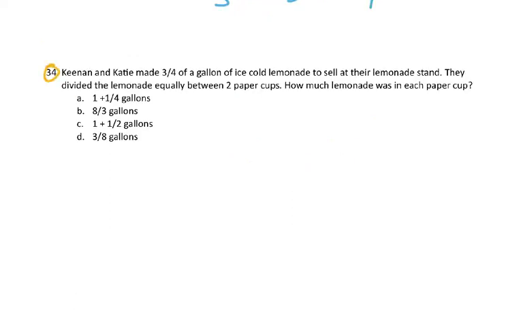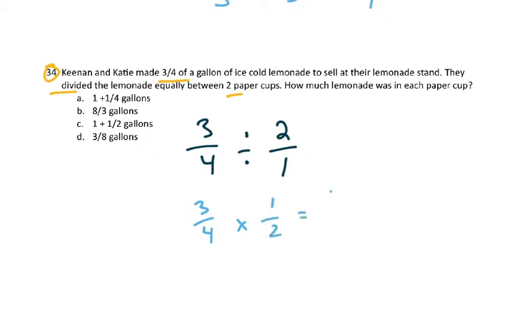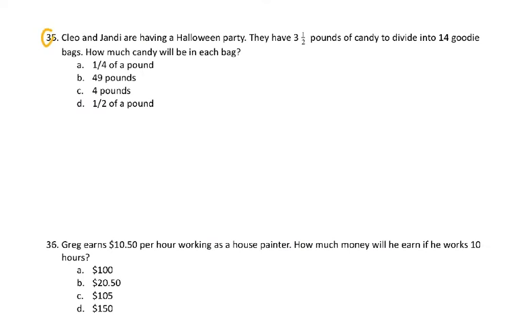34 says Keenan and Katie made 3/4 of a gallon of ice cold lemonade. We divide the lemonade equally between 2 paper cups. So we're doing 3/4 divided by 2. So same thing as the last one. We don't divide fractions. We multiply by the reciprocal. And whole numbers like 2 are always over that invisible 1. So we'll keep the first number. 3/4 stays. Change the divide to a times. And then flip 2 over 1 to 1 over 2. And then multiply straight across. You should get 3 over 8. So D for 34.